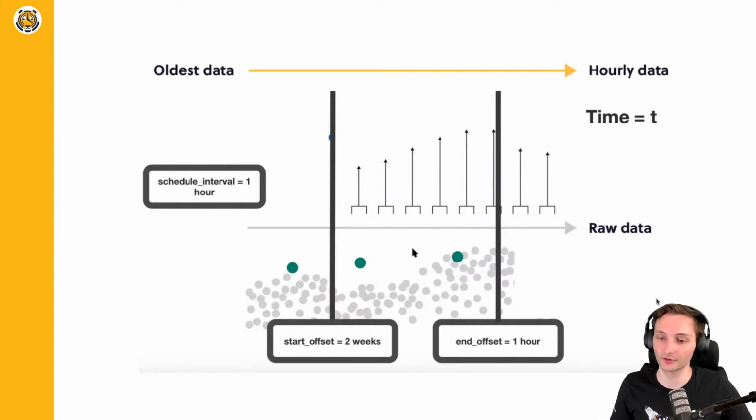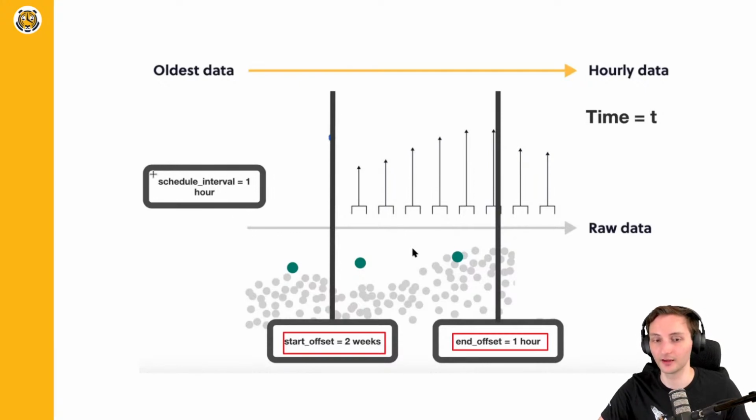And basically, when you create a continuous aggregate, these are the parameters that I just showed you. This is what you need to define. So we have a schedule interval, a start offset and an end offset. And as I said previously, the start offset defines where the refresh period should start, and the end offset defines where the refresh period should end. And the schedule interval defines how often you want this period to be refreshed.